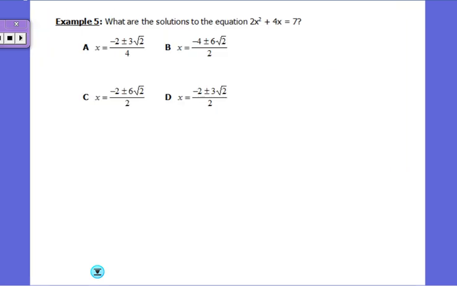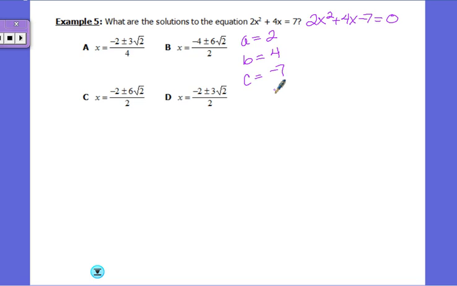Take a look at example number 5. What are the solutions to our equation 2x squared plus 4x equaling 7? We have a multiple choice. So we're going to go ahead and get this into standard form. So subtract your 7. So 2x squared plus 4x minus 7 equals 0. Identify your A, your B, and your C. We have 2, 4, negative 7.